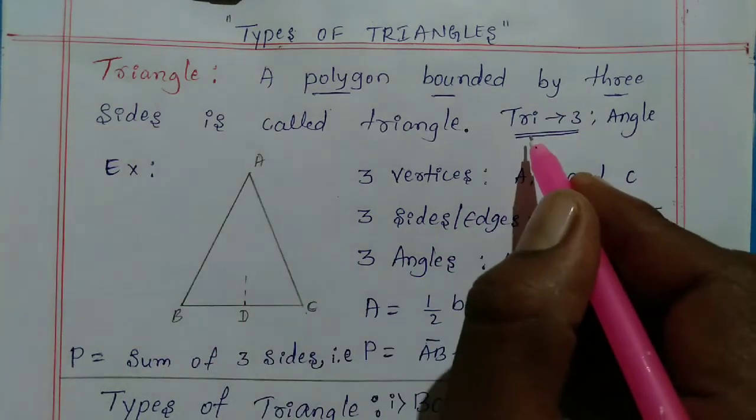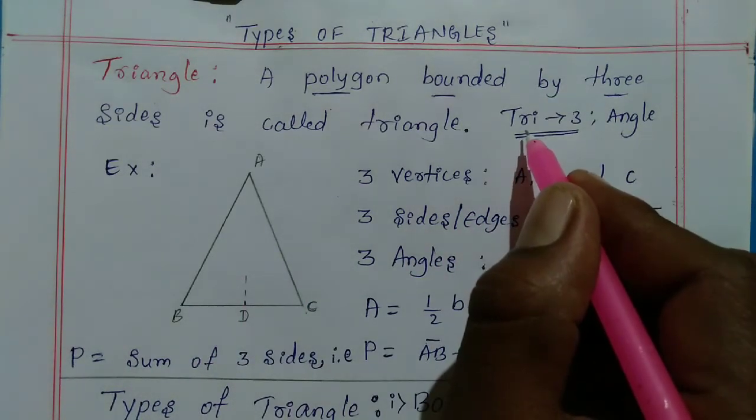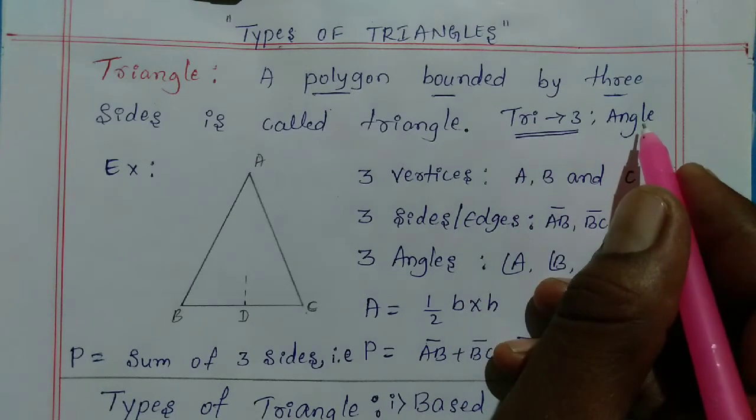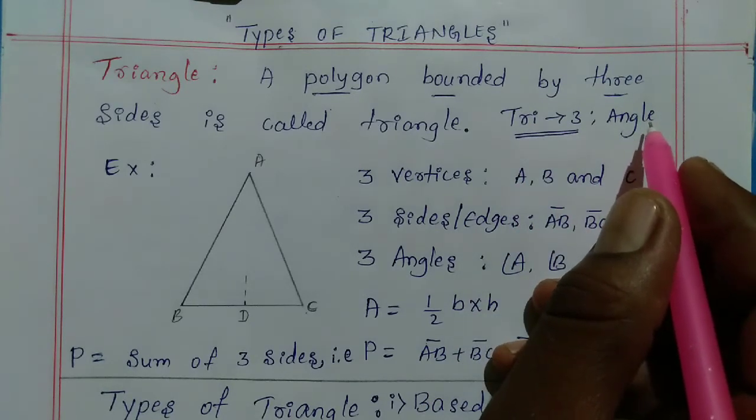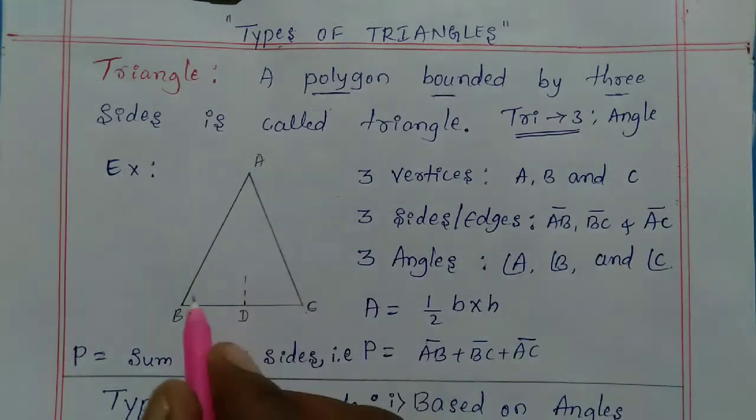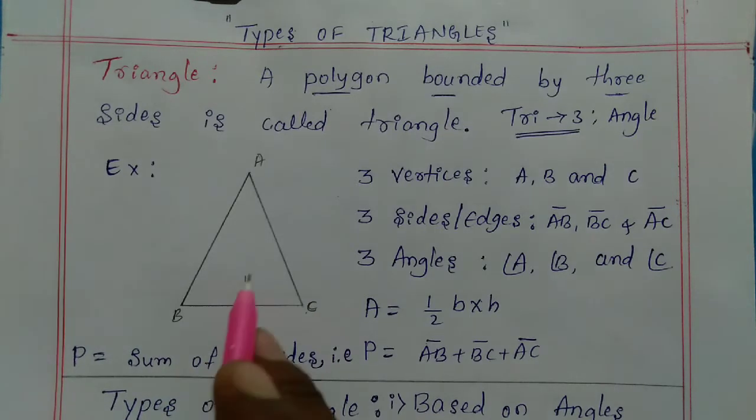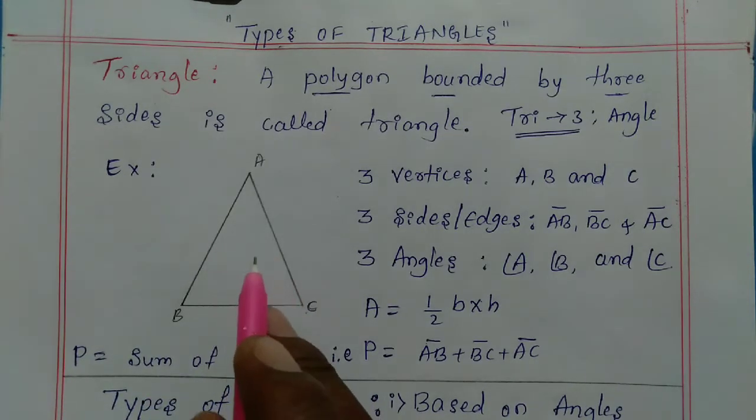The name triangle itself says: tri means three and angle means angles. So a polygon which contains three angles is called a triangle. That is angle A, angle B and angle C. So this is the example for a triangle, right?